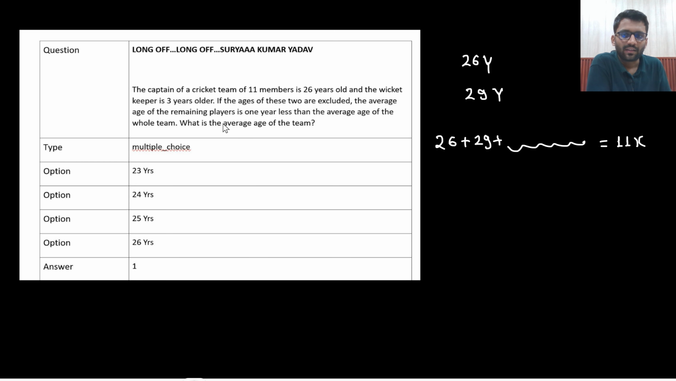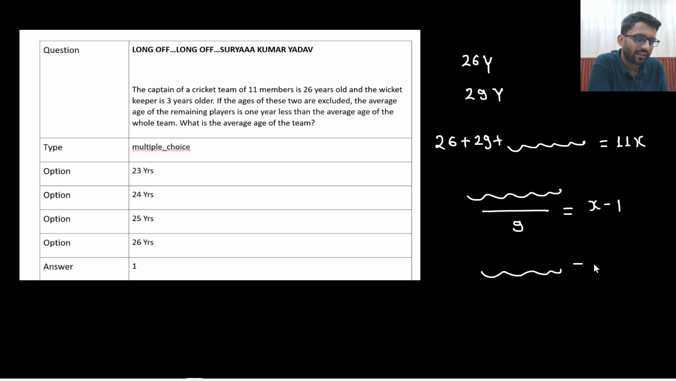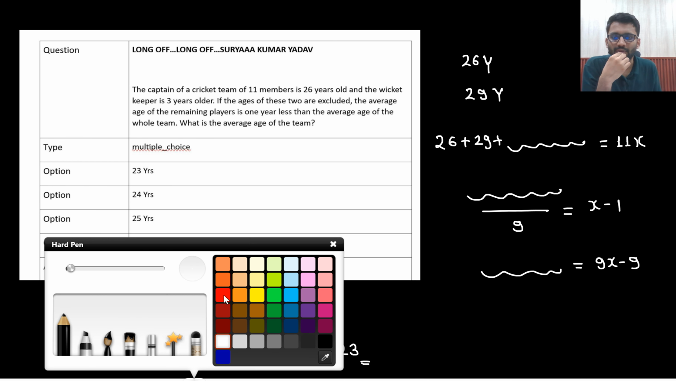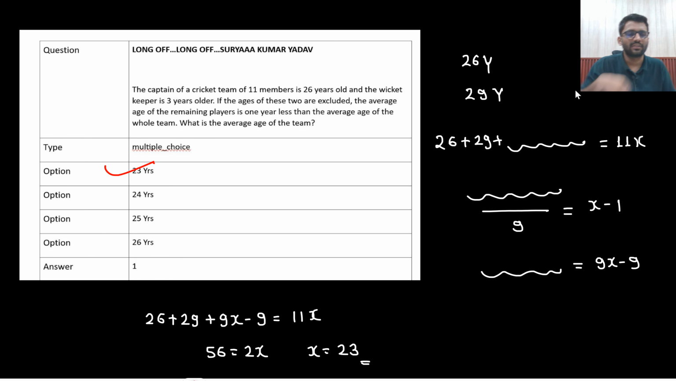Now what they are saying, the average age of the remaining players, divided by 9, is 1 less, right? So the addition of the ages of these players is 9x minus 9. Are you getting this point? The average age of the remaining players is 1 lesser, so x minus 1. So the addition of all these ages is 9x minus 9 only. So 26 plus 29 plus 9x minus 9 is equal to 11x. So that would be 46 equals 2x. So x is equal to 23. That's it. Okay. So this is the final answer.